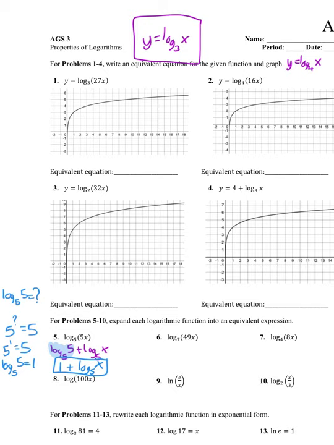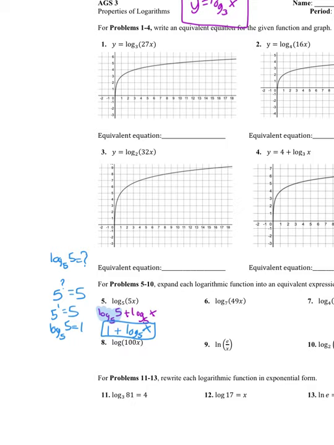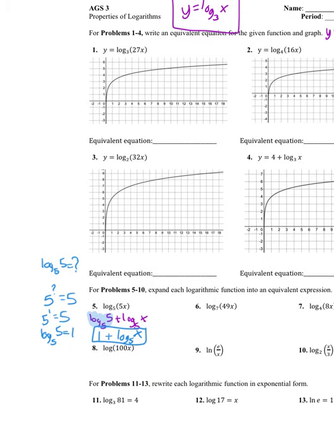So that's the idea for problems 1, 2, 3, and 4. Problem 3, you'll want to use log base 2 as the parent function. Problem 4, you want to use log base 3 as the parent function. Okay? So that's the idea for problems 1 through 4 there. And then 5 through 10, I already explained it. 11 through 13, I already explained it. That's the idea for your homework assignment.